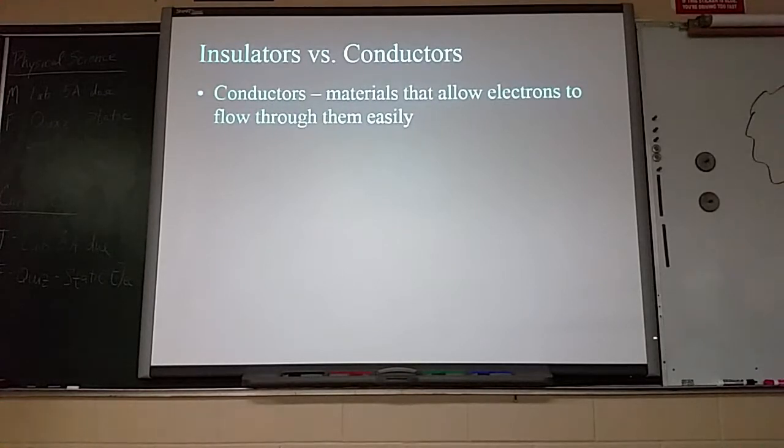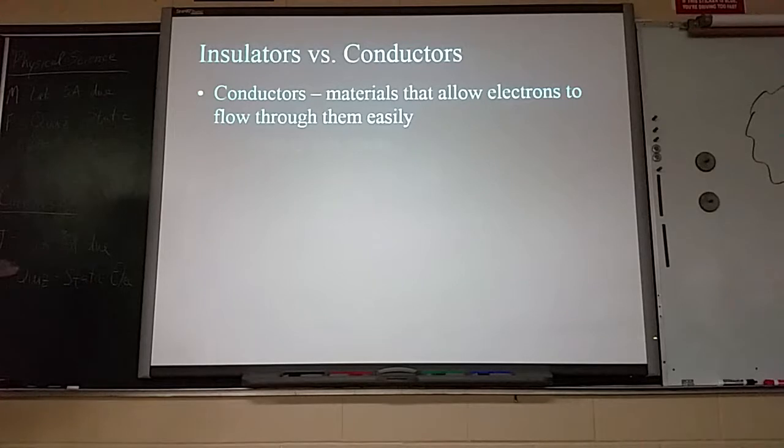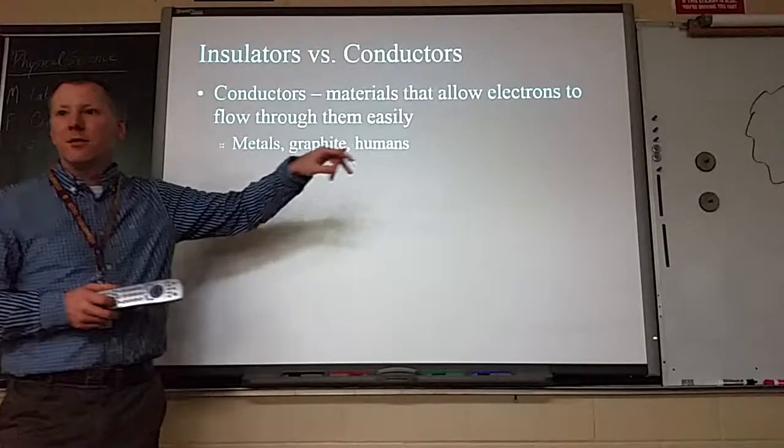Conductors are, as Jeremy very correctly said, materials that allow electrons to flow through them easily. Good example is copper, but really any metals are good examples. That's what defines what a metal is. It allows these electrons to flow. Graphite in your pencils is a good one. People are good ones.